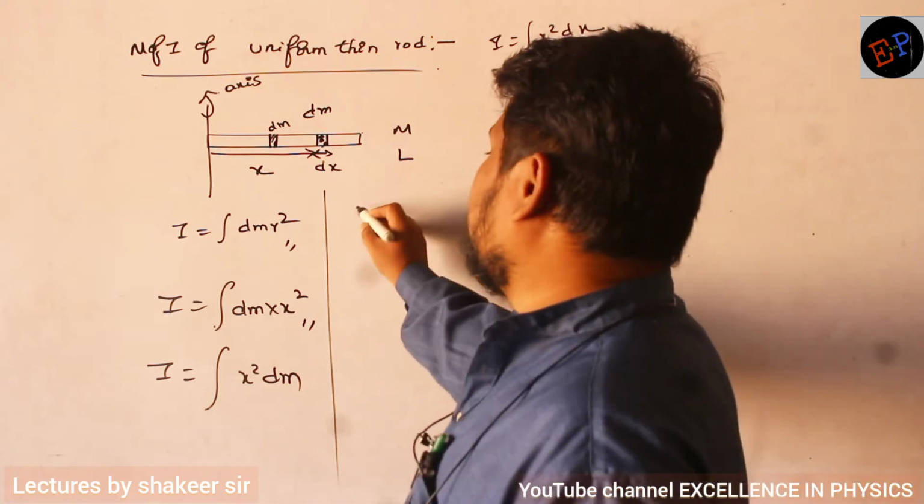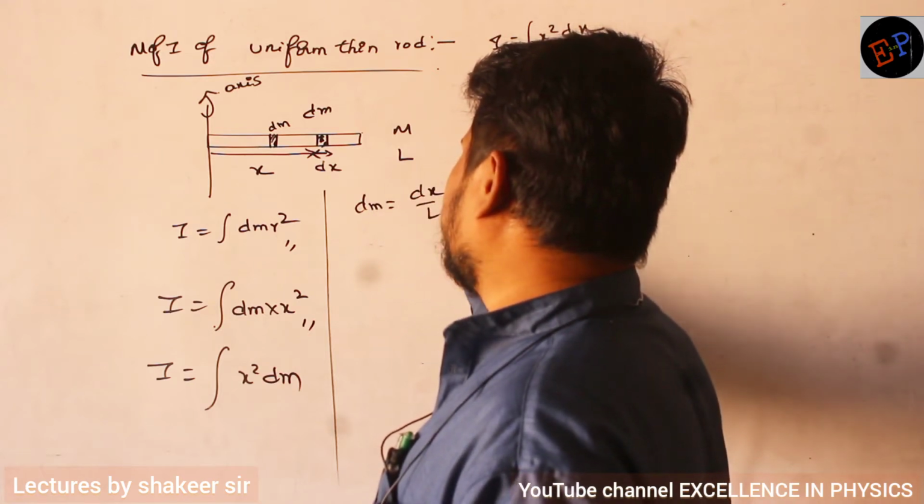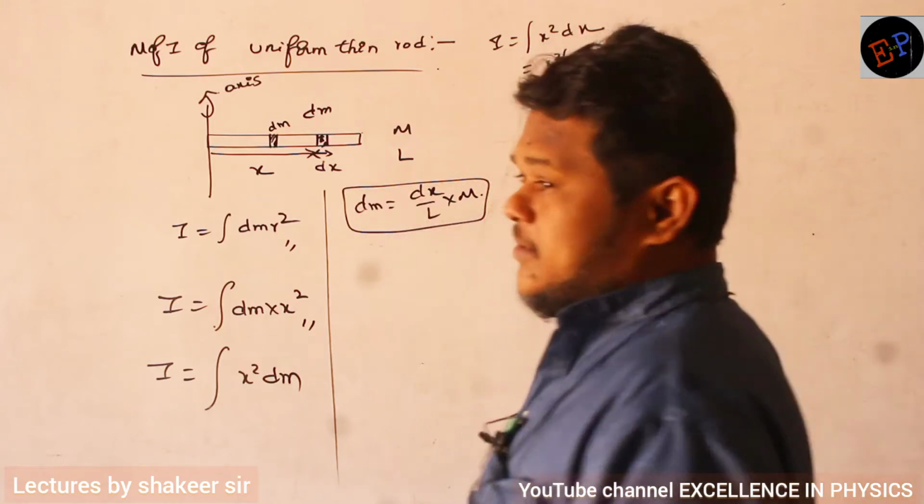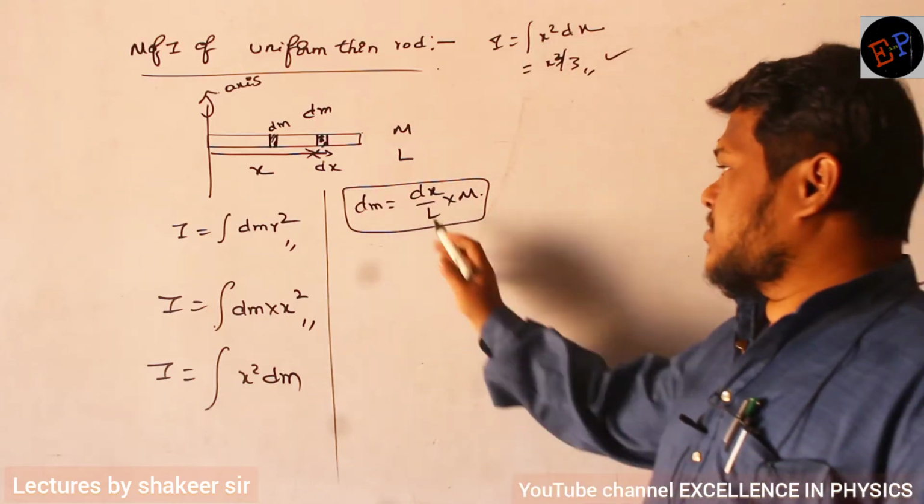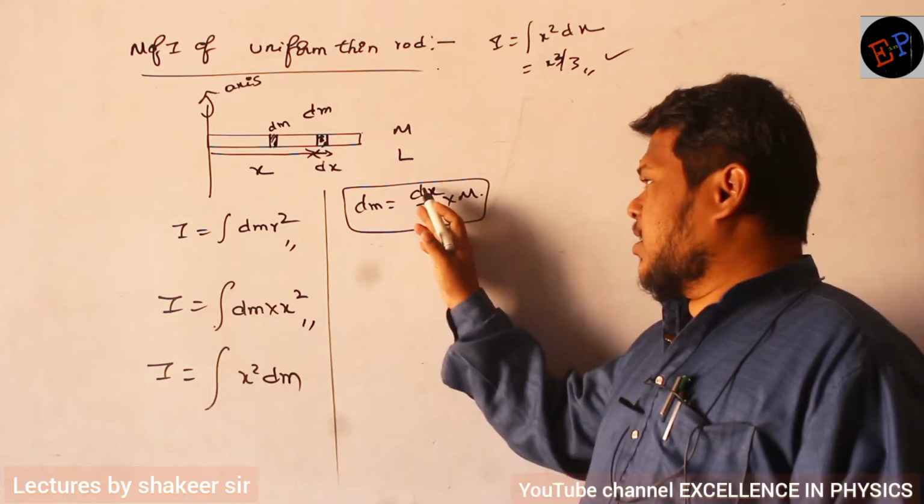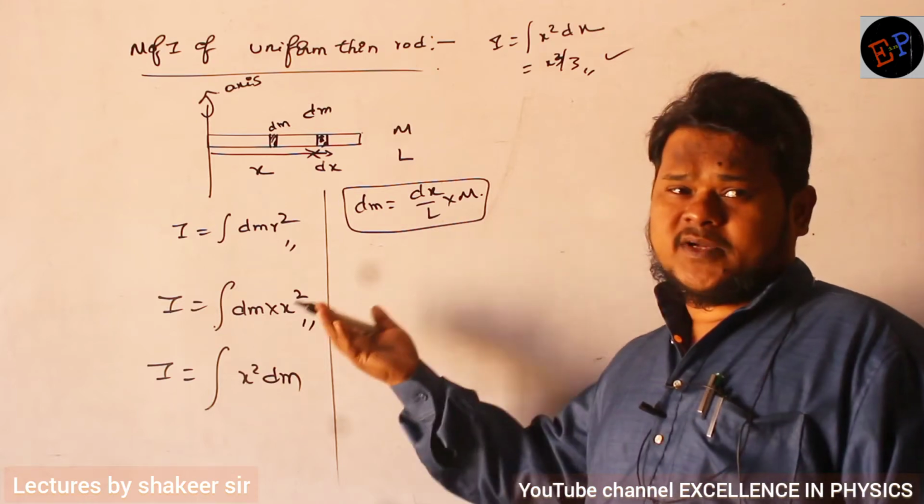dm can be written as dx by L multiplied by capital M. I have already told you a hundred times that it can be written like this. What is dx? Small length. What is L? Total length. Small length by total length is the fraction of length. Fraction multiplied by total mass gives the fractional mass.